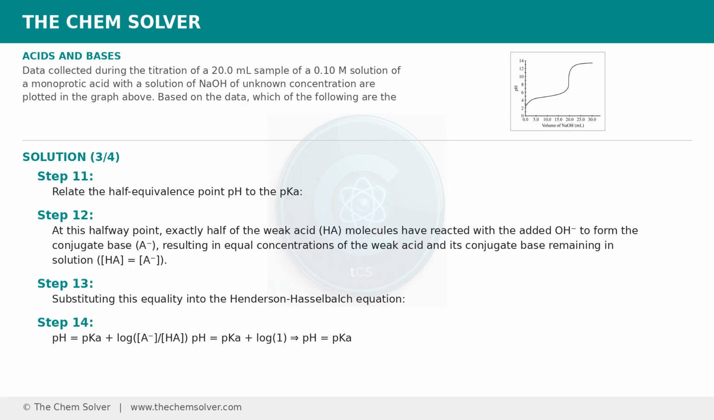Relate the half equivalence point pH to the pKa. At this halfway point, exactly half of the weak acid, HA, molecules have reacted with the added OH⁻ to form the conjugate base, A⁻, resulting in equal concentrations of the weak acid and its conjugate base remaining in solution, HA equals A⁻. Substituting this equality into the Henderson-Hasselbalch equation, pH equals pKa plus log of A⁻ over HA, pH equals pKa plus log 1, therefore pH equals pKa.